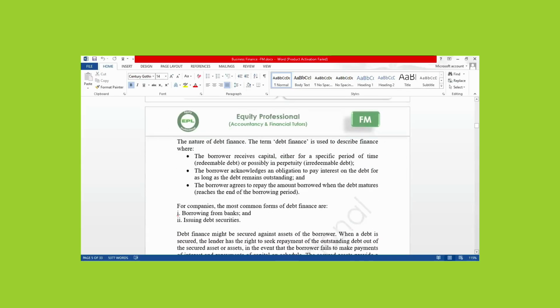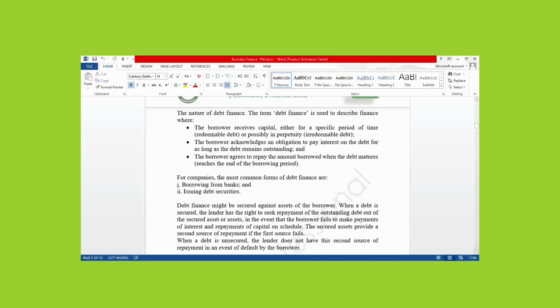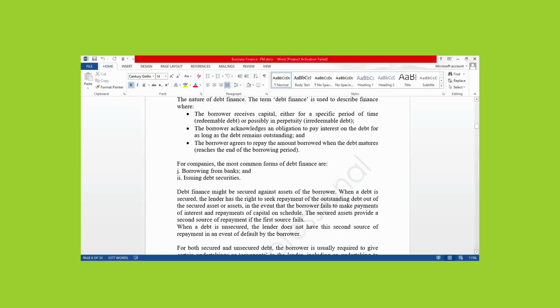We explained that debt finance might be secured against assets of the borrower, or you can have unsecured debt. The debt finance might be secured. So if you are trying to borrow money, if you are trying to use debt finance, you must consider the availability of assets that you can use as collateral for the loan.